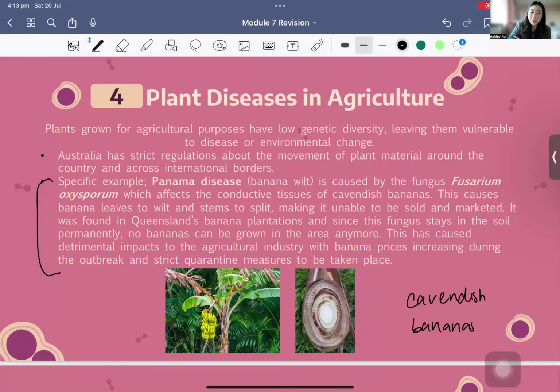I want you to remember this example, but if you want to remember another example, be my guest. Just remember the disease name, the pathogen that causes it, whether it's a bacteria, virus, or a fungus, the name of the fungus, some symptoms that it causes, such as wilting, discoloration, or some other symptoms, and then its effect on the agricultural industry. So, did it make the prices of that organism skyrocket? Did it mean that we had to get rid of whole banana plantations? Did it mean that we had to grow things elsewhere? Because it tells me the effects on the agricultural industry as well.